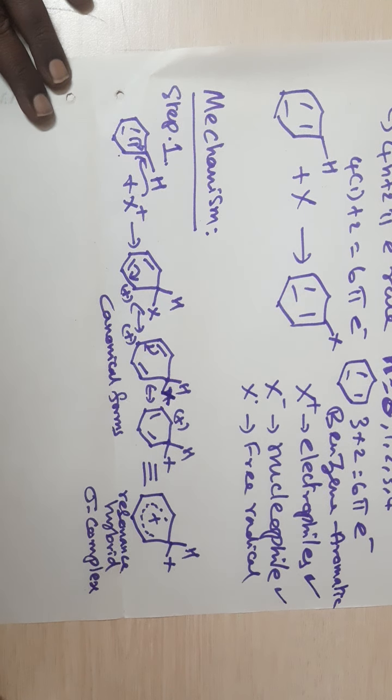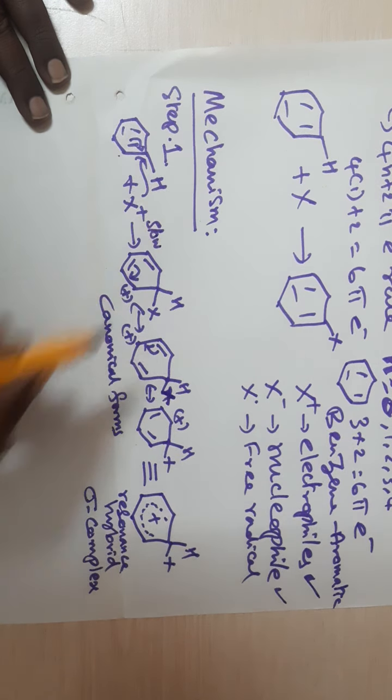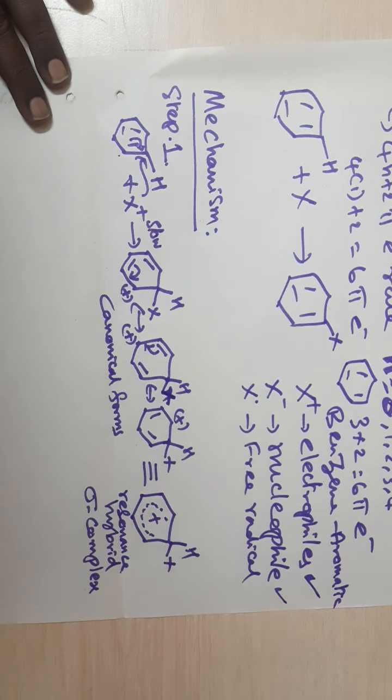So, in the mechanism of aromatic electrophilic substitution, there is a formation of a sigma bond between the carbon in which the substitution takes place and the electrophile which is having a positive charge. X plus is the electrophile. See, the formation of the sigma complex takes place very slowly. So, step 1 is a slow step in which you get a sigma complex or resonance hybrid.